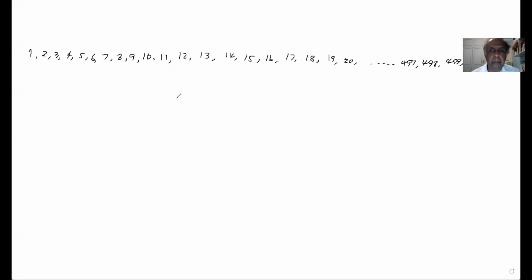Okay, so let's start with 1, 2, 3, right? You can't put 4 because 4 plus 3 is 7. Remember, the sum of 2 numbers in the sequence must not be a multiple of 7. I'm not allowed to put 4. So let's just put that down here. Even 5, because 5 plus 2 is 7, not allowed. 6 plus 1 is 7. So you take them out, but you can put 7.